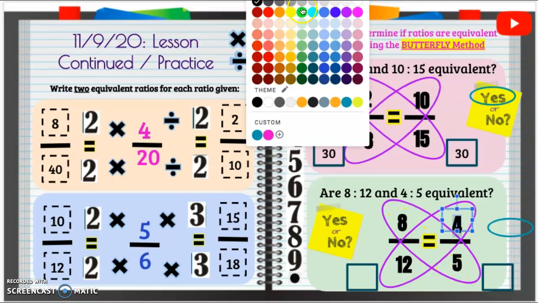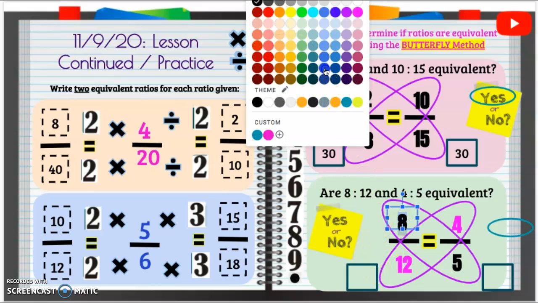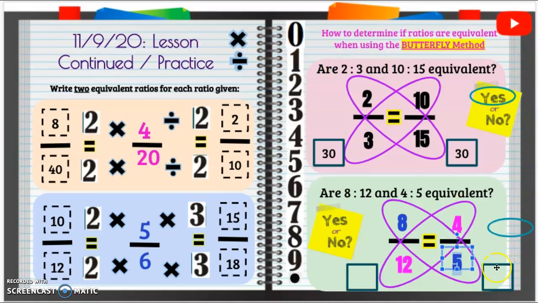I guess I will color code them here. So 4 and 12 are both going to be multiplied. And then we have 8 and 5. I'll put that in blue. 8 and 5 will be multiplying those. So 8 times 5, I know 8 times 5 is 40. 12 times 4, well, 12 plus 12 is 24, and 24, 48. You can also do it off to the side.